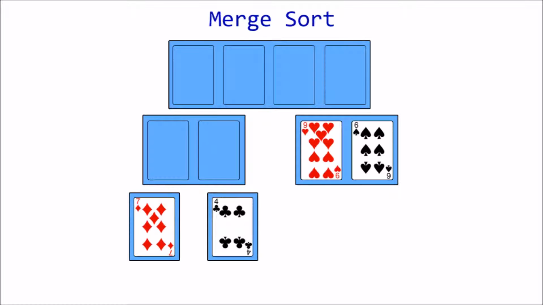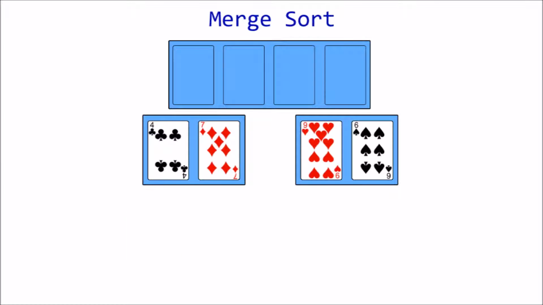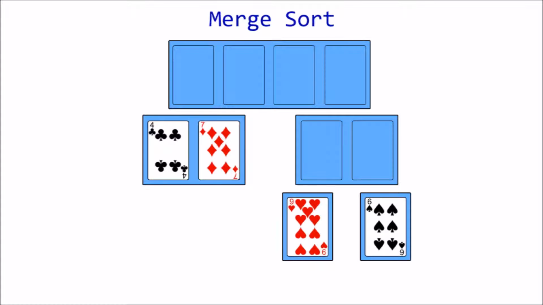Now we need to merge those cards back together, sorting them as we go. 4 is less than 7, so 4 is placed first and 7 follows. Time for the right half. Split that set and we have the same scenario as the left side. We know that 6 is smaller than 9, so 6 is moved first and then 9.